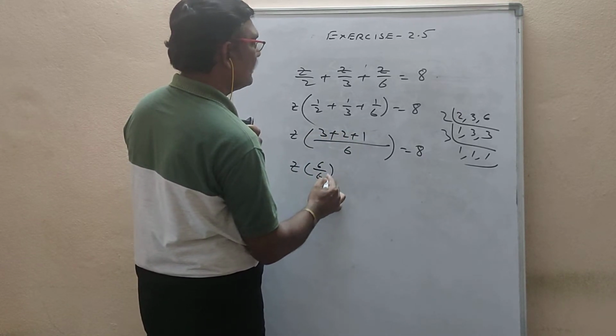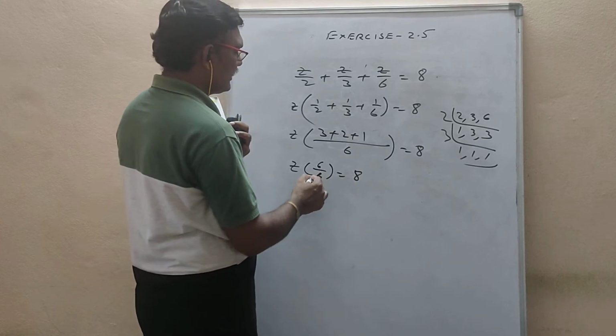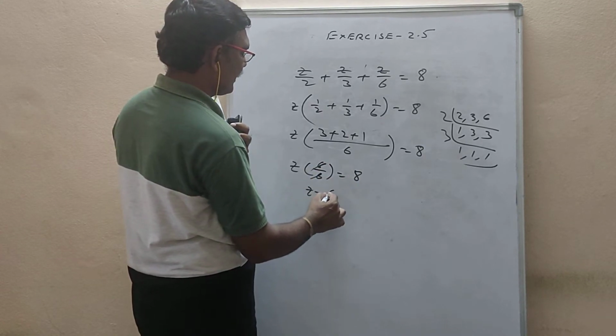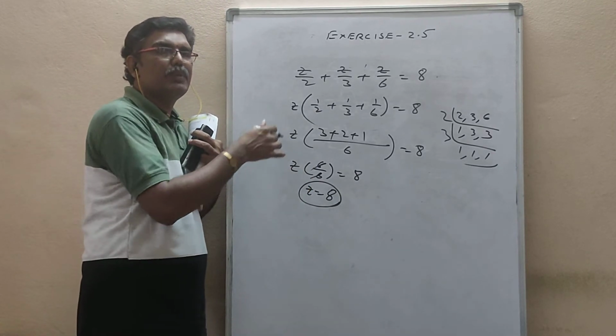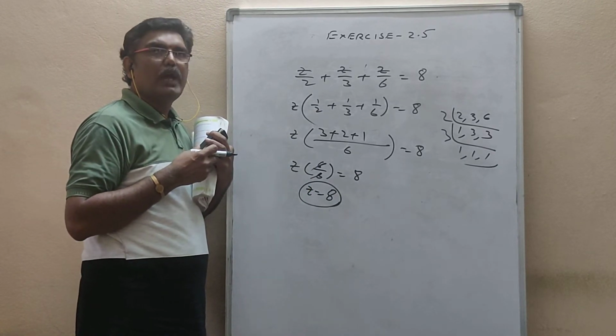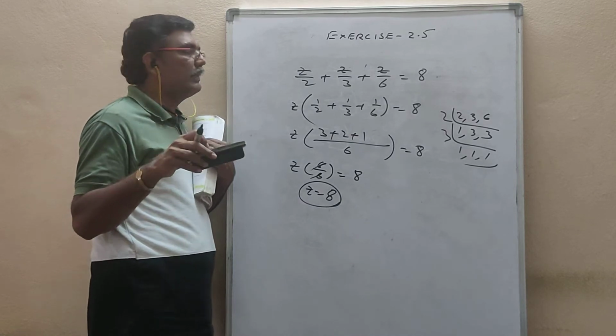6 by 6 is equal to 8. 6 by 6 means it cancels. Z is equal to 8. It is the answer. It is a simple one. Okay, we have to do it very simply.